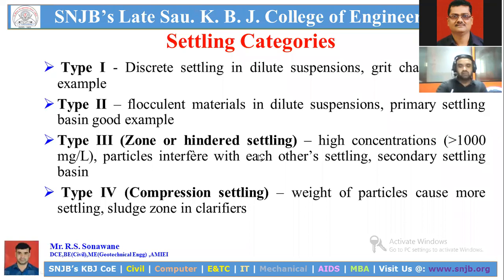Type 4 is compression settling. The weight of a particle causes more settling. As I just told you, particles whose density is more settle down easily. A sludge zone in a clarifier is of type number 4 settling category. This is about settling categories. The particles are classified into 1, 2, 3 and 4 types with respect to the settling categories.